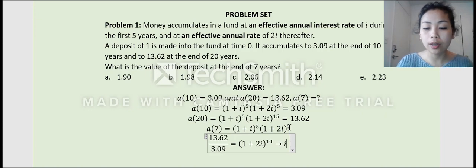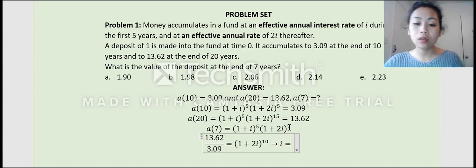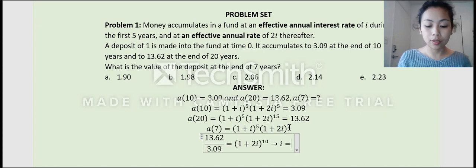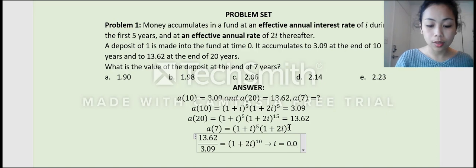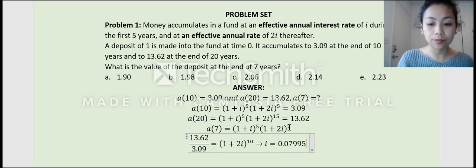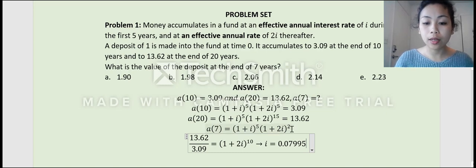So I equal to, I'm going to use my calculator, 13.62 divided by 3.09, then the whole thing raised to the power of 1 divided by 10, and then subtract 1, divide by 2. So I is 0.07995, and we are going to use this to find A of 7.